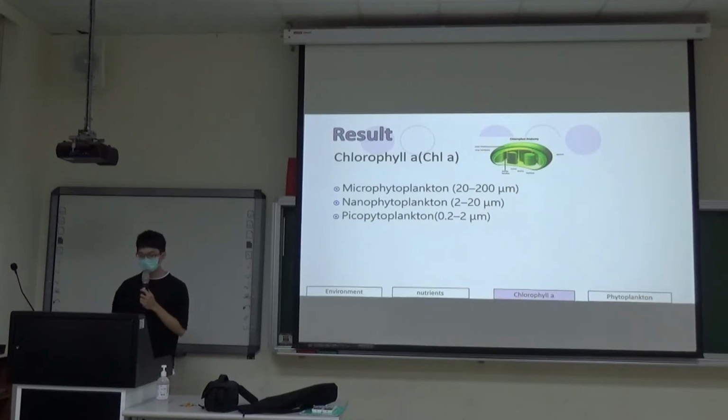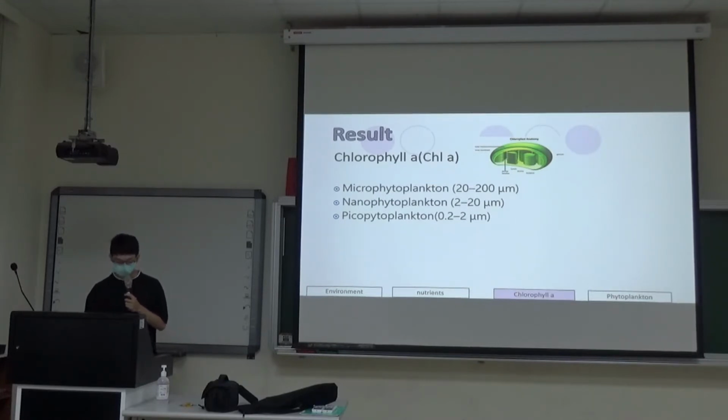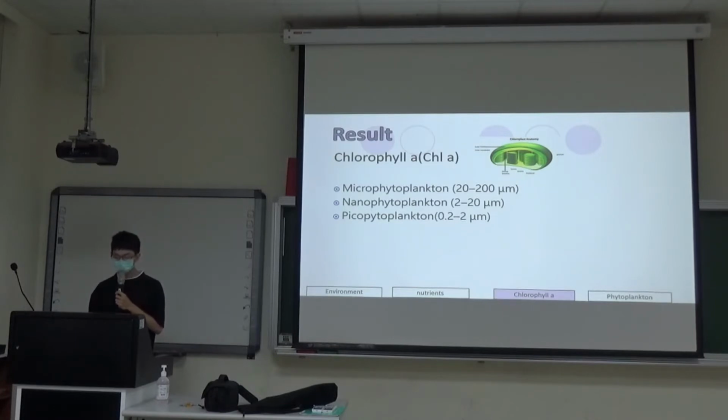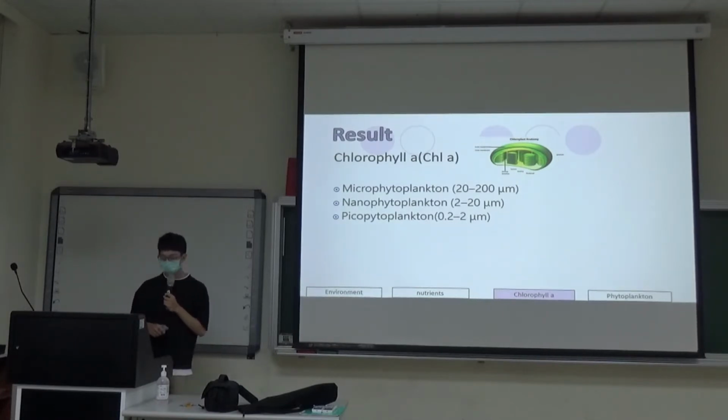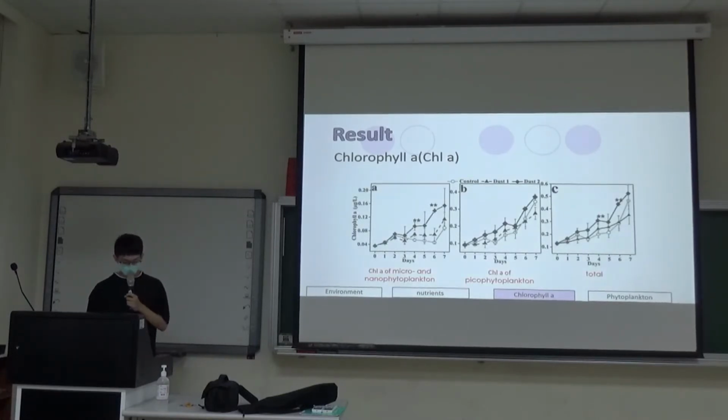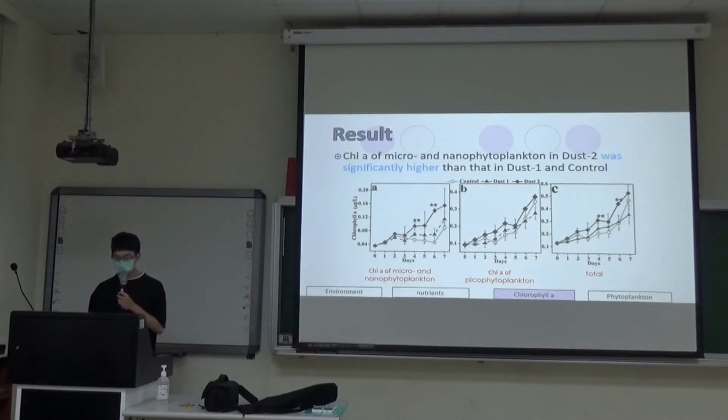And then we talk about chlorophyll A. The chlorophyll A is contributed by the microphytoplankton, nanophytoplankton, and picophytoplankton. And chlorophyll A is an important element that phytoplankton use for photosynthesis. And we can separate it into two parts. So we can see that the micro and nanophytoplankton were significantly higher than the dust 1 and control in the total sum.